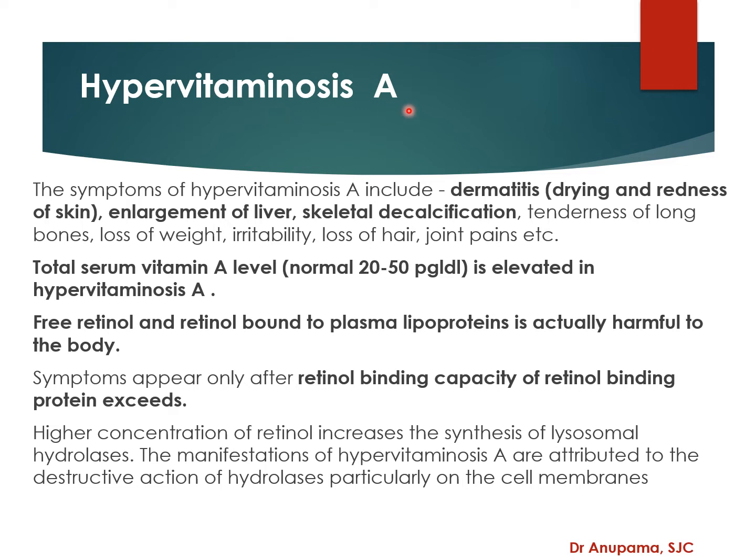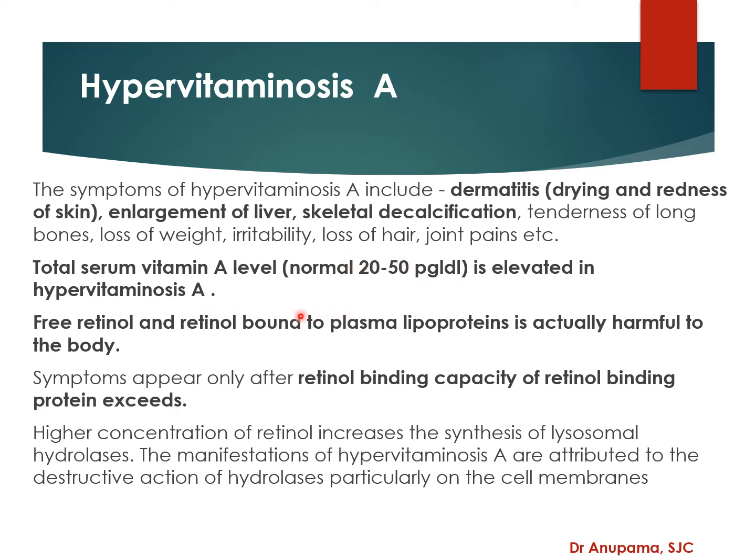Hypervitaminosis A. When vitamin A is consumed in excess, then what happens? The symptoms of hypervitaminosis A include dermatitis, that is dryness and redness of skin, enlargement of liver, skeletal decalcification, tenderness of long bones, loss of weight, irritability, loss of hair, joint pains, and so on and so forth.